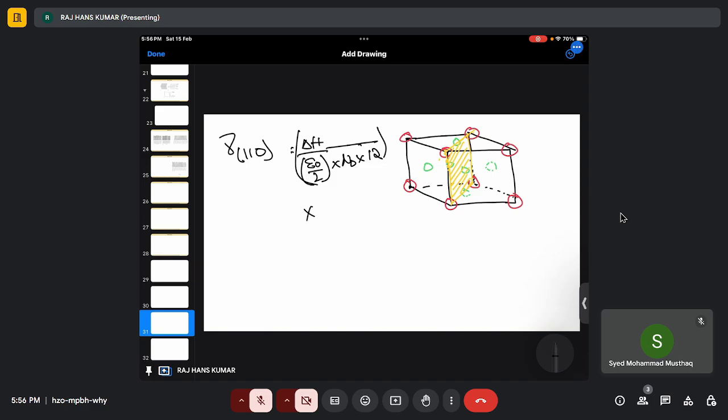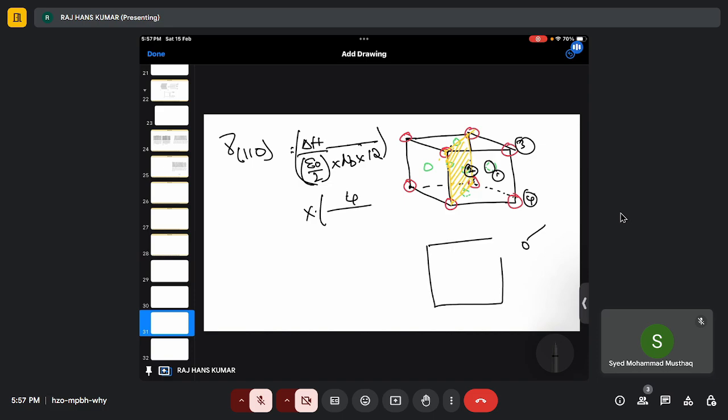So the bond energy lost will be, so this one will be lost. One is the bond lost: 1, 2, and 3, 4. So 4 divided by.